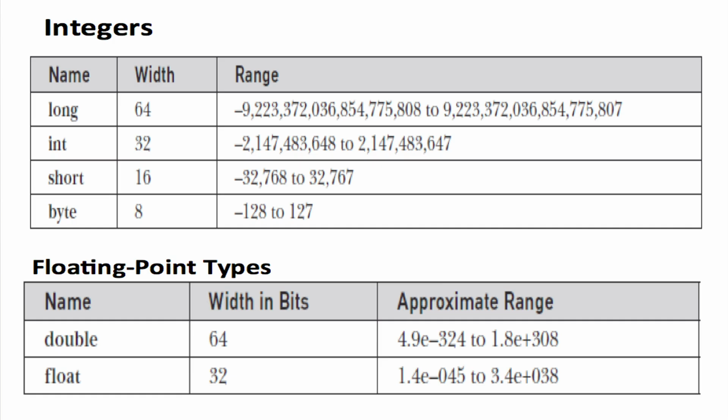At the same time we have the floating point types, and in floating point we have double and float. The size of double is 64-bit, meaning 8 bytes, and the size of float is 32-bit, meaning 4 bytes. You can see here the range of double and float also.